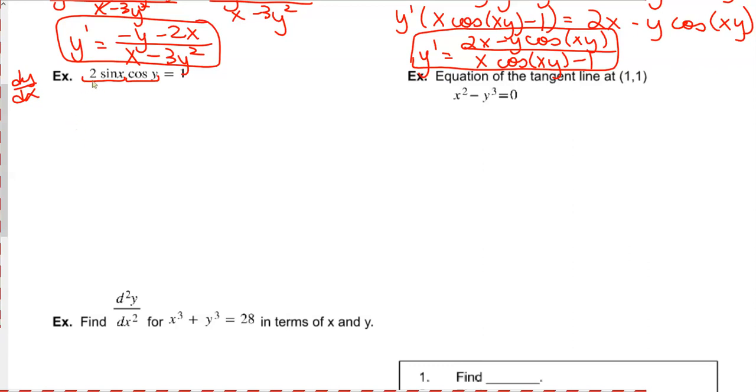So for the product rule, we're going to take the first times the derivative of the second. So the derivative of cosine is actually negative sine of y. But since that is the letter that doesn't match the x, then I have to include a y prime. Plus the second, which is cosine of y, times the derivative of the first. So the derivative of the first, I'm going to keep the constant out front, but then just take the derivative of sine, which is cosine. So that's going to be 2 cosine of x.